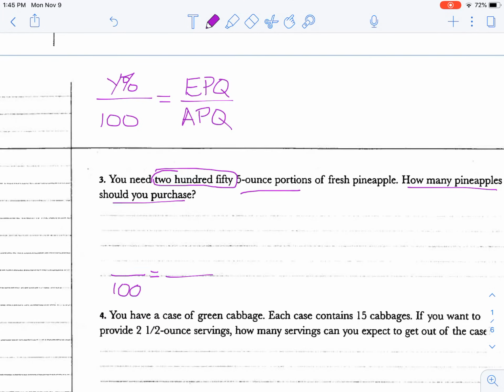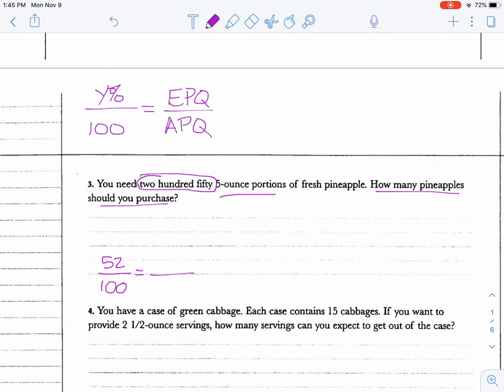But we would put the 52 over top here. And then the only other thing we know is that we need 250 5-ounce portions of pineapple that we're going to serve to people, so that would be part of the edible portion. But we need 250 5-ounce portions. So we would need a total of 1,250 ounces to feed to our people. So for feeding it to our people, again, that would be the edible portion. The APQ, how much we're going to purchase, we don't know.